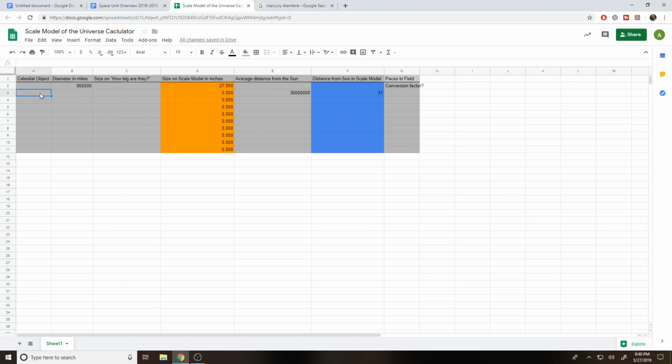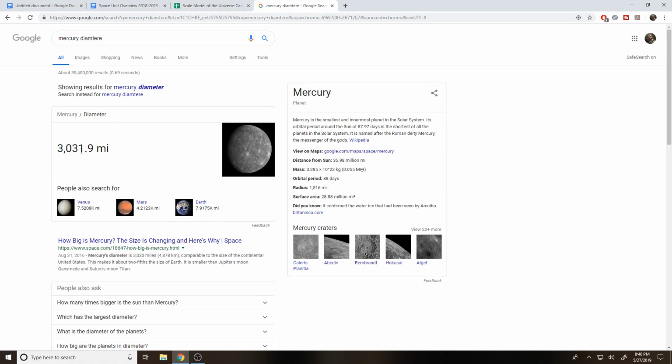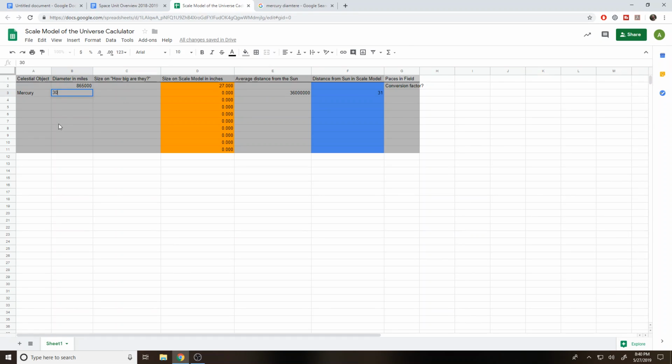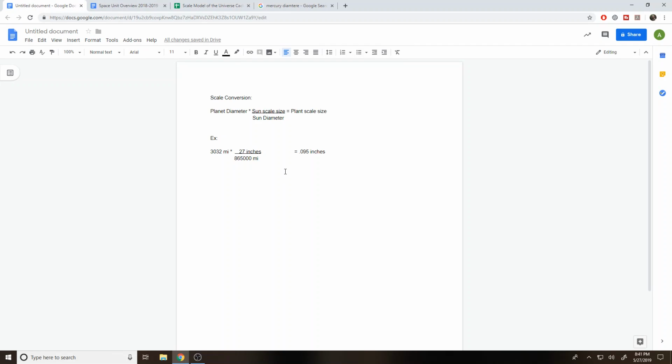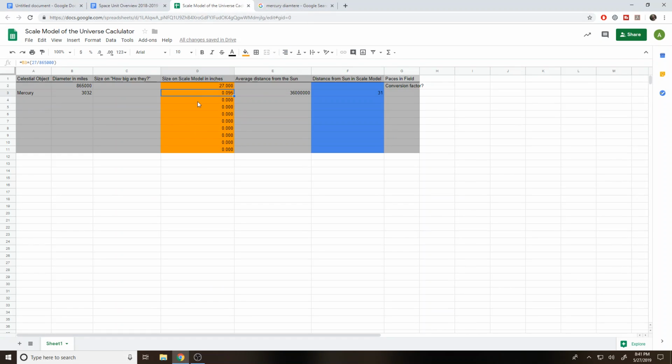If I had a planet and I was looking at something like Mercury, what I need to do is just plug in its diameter in miles. So if I plug that in here, then I get the actual size on our scale right here. So this is really nice because now you don't have to do all these conversions with a calculator. You just set up the function and you plug in what you have for the real values, and it'll give you the scale size.